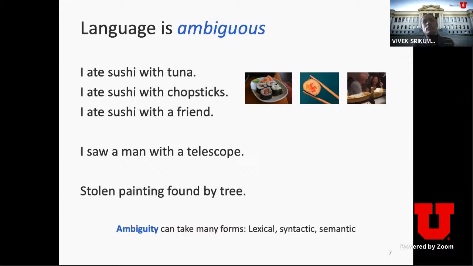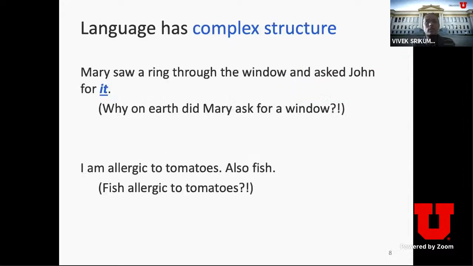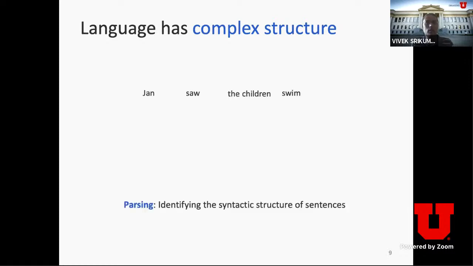The thing is, language is also structurally complex. If I say I'm allergic to tomatoes and also fish, it doesn't mean that fish are allergic to tomatoes. And this kind of structure is something that we almost easily understand most of the time. I'll give you a more complicated example of these structural complexities using Dutch.